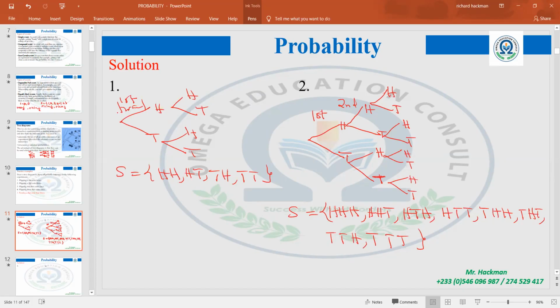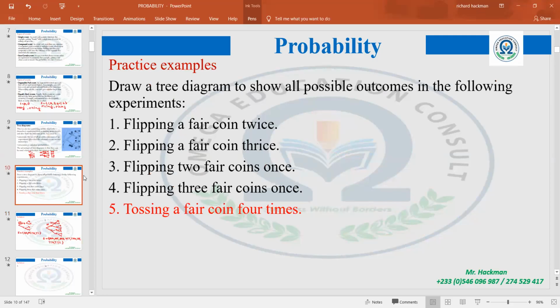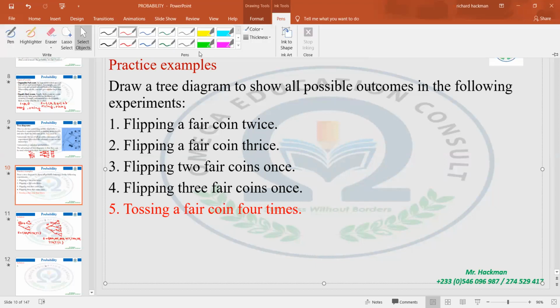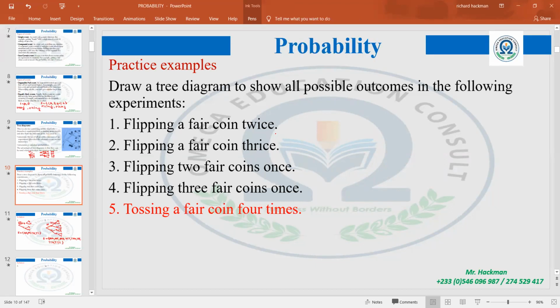For today, however, this will be your assignment. Please take notes. Well done, you've done well. If you want to use the tree diagram to get the solution for flipping 2 fair coins, the result will be the same as this. You agree? Yes. So indirectly we've done this one as well.